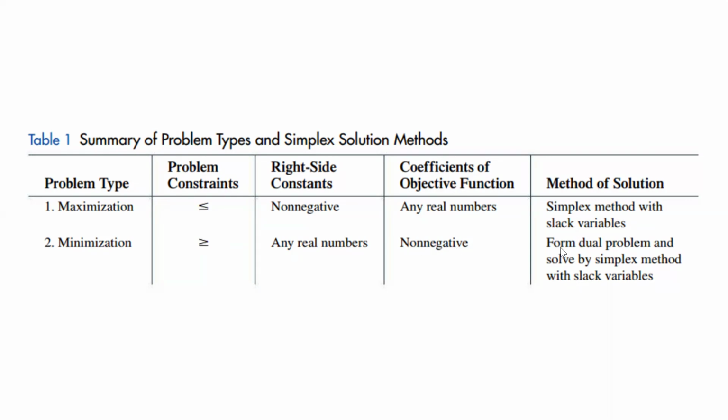And then what we do is we have to form the dual problem by taking transpose of A, and then solve by the simplex method with slack variables. So that's what we're going to do, and so that's kind of all the steps we have to do.